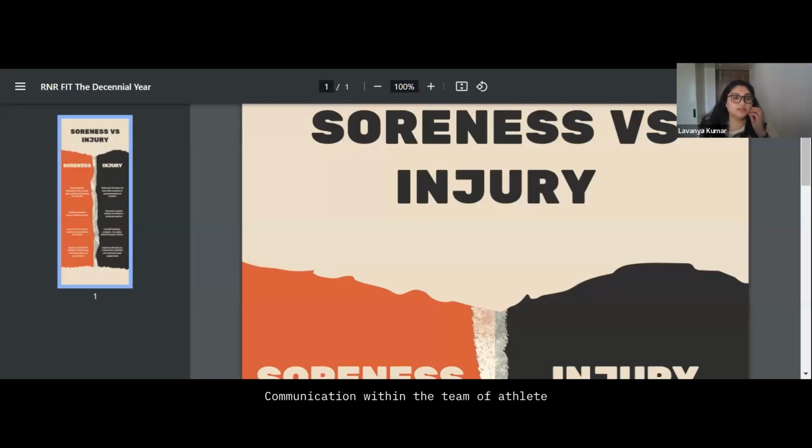Communication within the team of the athlete is going to be super important, with the parents, with the coach, the child itself. If we can train them to communicate better, it'll be helpful. If we can be more open to their pains, definitely more helpful. If we can track these cycles and most likely where the phases are, it'll definitely help.